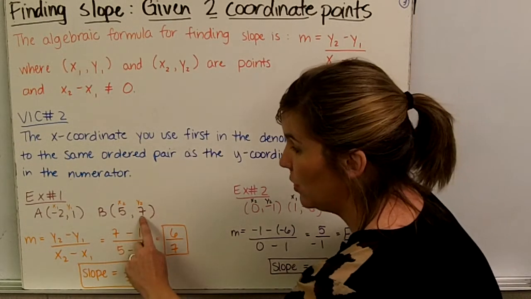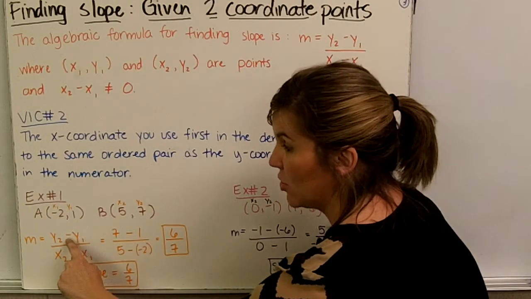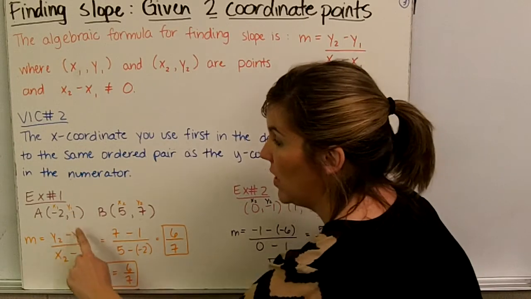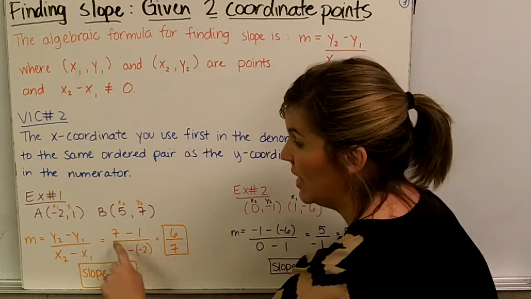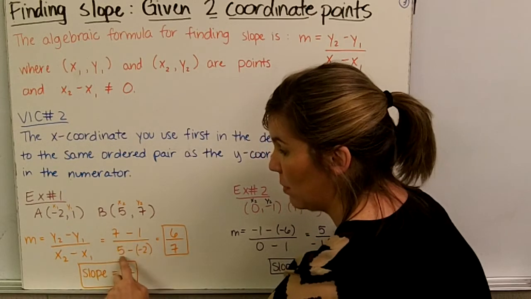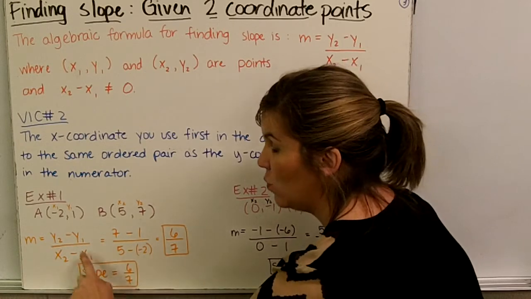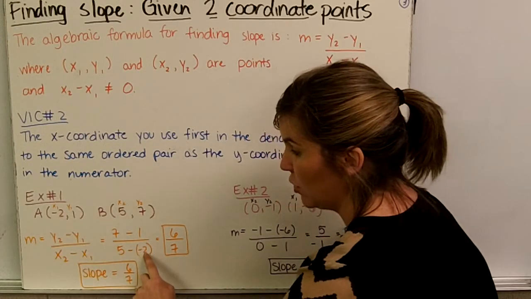So y2 is 7. So instead of y2, I put 7. Minus, because there's a minus in the formula, y1 is 1. So plug in 1. Divided by, that's part of the formula. X2 is 5. So I plug in a 5 right there. Minus, because it's part of the formula. X1 is negative 2. So minus negative 2.